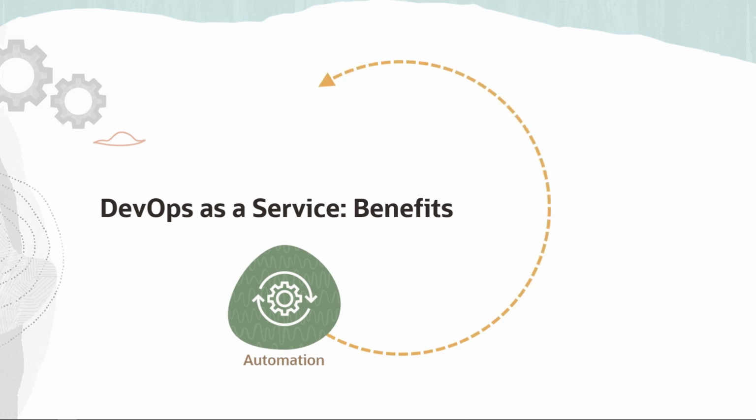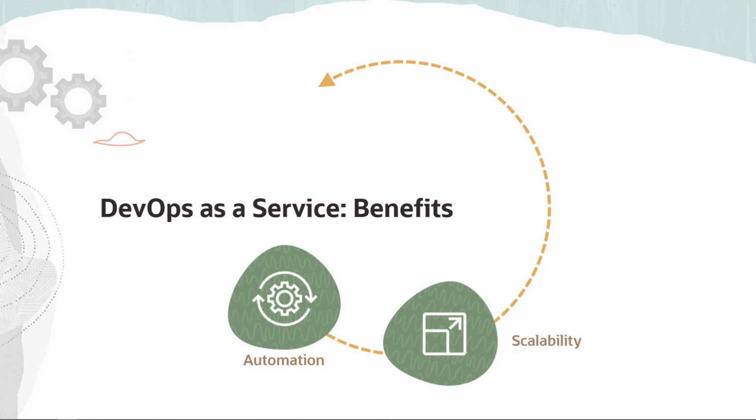The first benefit is automation. The OCI DevOps service fully automates the software delivery lifecycle and thereby increases the speed of development and reliability of application delivery. It eliminates manual error prone methods of application integration and deployment and increases the reliability of operations.